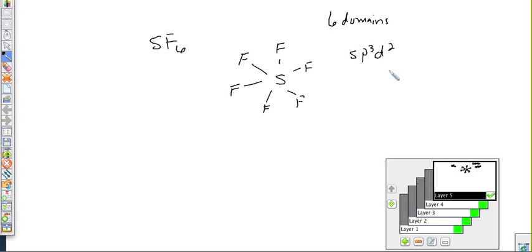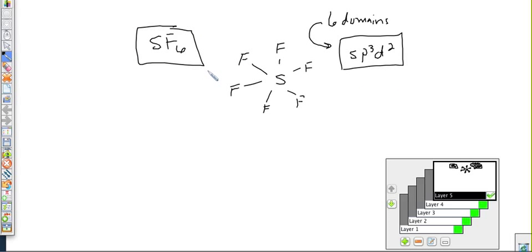sp3d2. Now, like I said, the chemistry now tells us that this really doesn't occur. This orbital hybridization doesn't occur really probably past sp3. But at the same time, you may be asked questions and sort of expected to know this. SF6 is your classic example. I think it's probably the one that they're going to ask you.